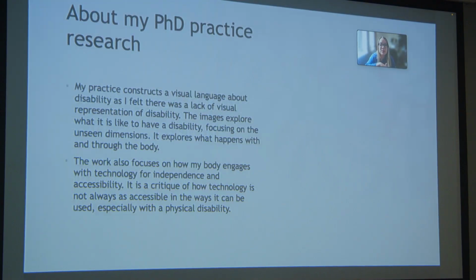Just before I get started, here is a little bit about my PhD practice research. My practice constructs a visual language about disability, as I felt there was a lack of visual representation of disability. The images explore what it's like to have a disability, focusing on the unseen dimensions, and what happens with and through the body. The work also focuses on how my body engages with technology for independence and accessibility, and is a critique on how technology is not always as accessible in the ways it can be used, especially with a physical disability.